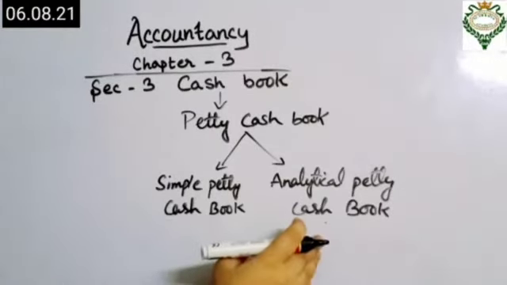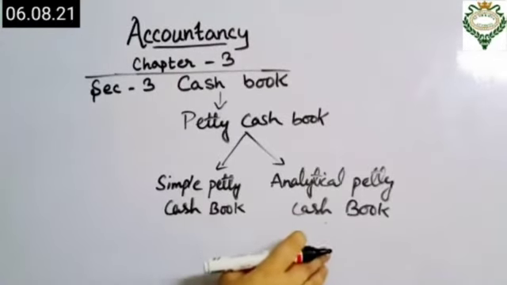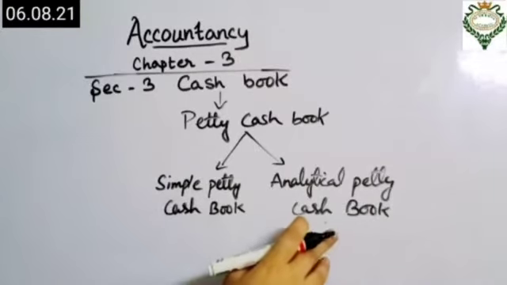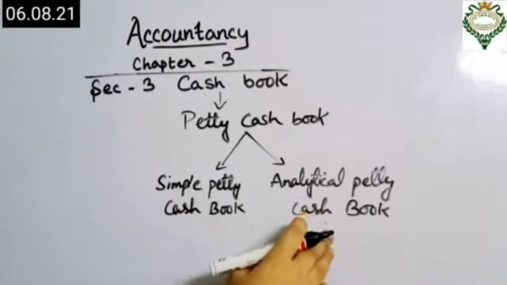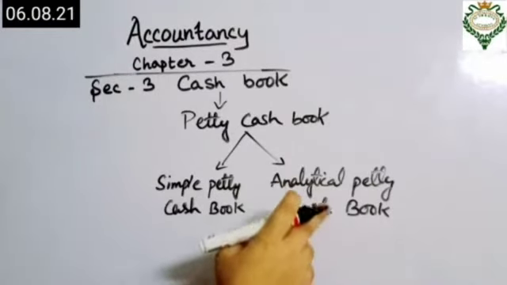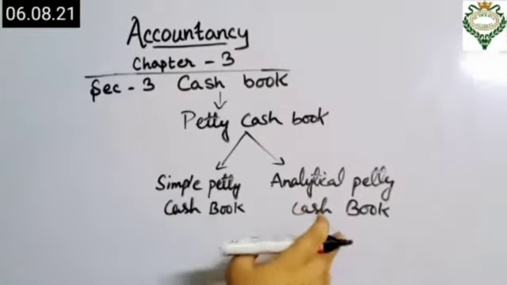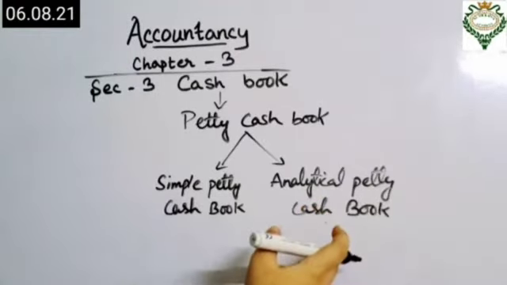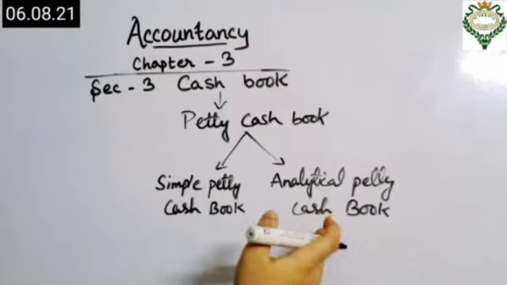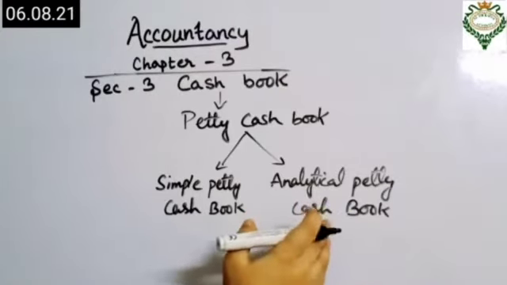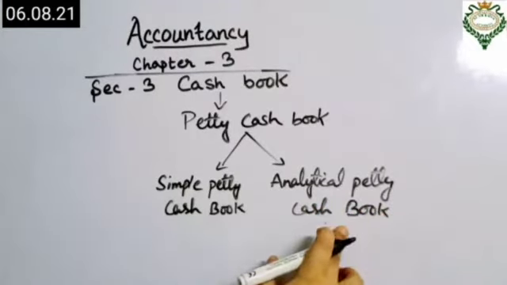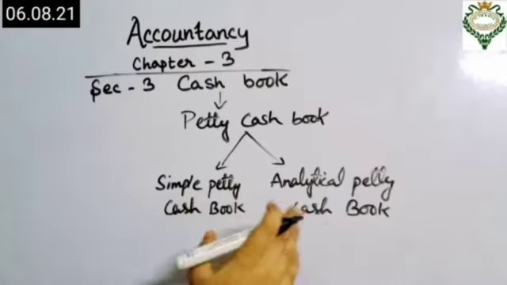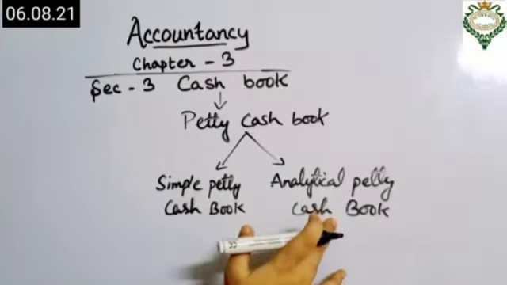transactions. But for the analytical petty cash book, we have to draw a separate column for each commonly occurring item of expenditure. Whatever expenditure we are doing, for that we have to make a separate column, such as, for example, postage, stationery, traveling expenses, wages. Whatever the expense is, we have to draw a particular column for each expenditure in the analytical petty cash book. So that is the difference between the simple petty cash book and the analytical petty cash book.